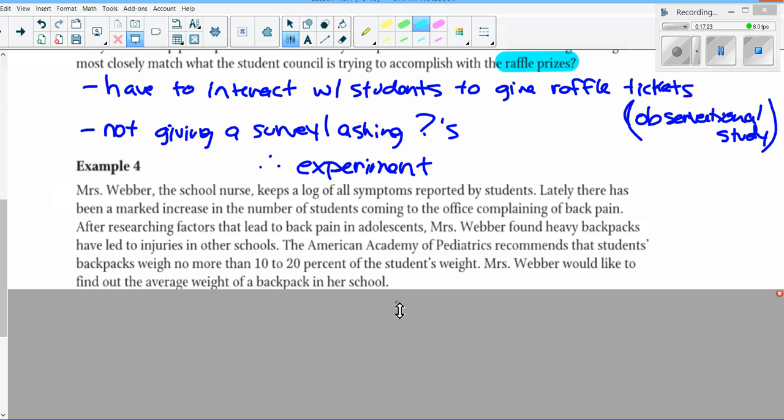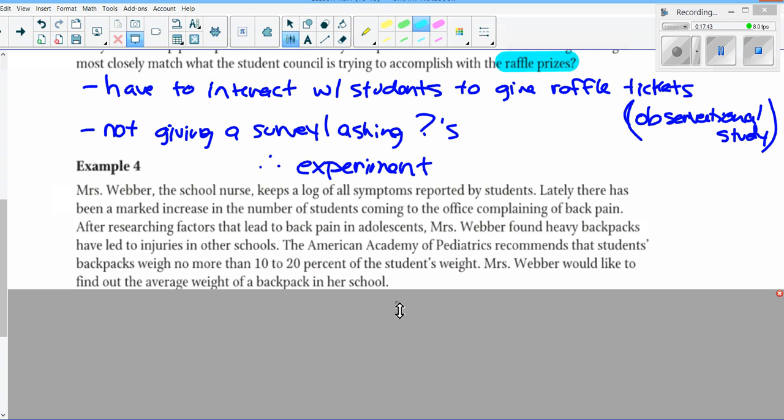The American Academy of Pediatrics, I don't know if that's real, recommends that students' backpacks weigh no more than 10 to 20% of the student's weight. Mrs. Weber would like to find out the average weight of a backpack in her school.